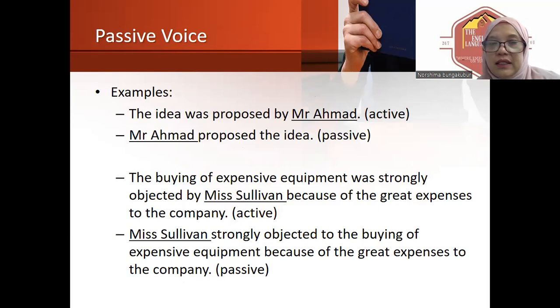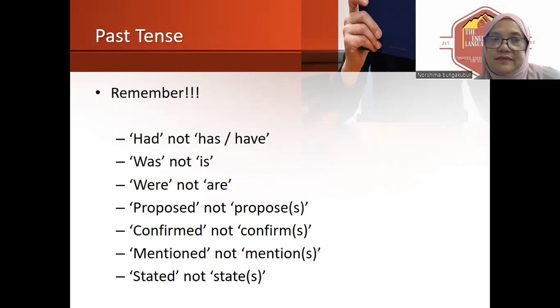Another example, the buying of expensive equipment was strongly objected by Miss Sullivan because of the great expenses to the company. That's the active voice. The passive voice will be, Miss Sullivan strongly objected to the buying of expensive equipment because of the great expenses to the company. That's the passive voice.